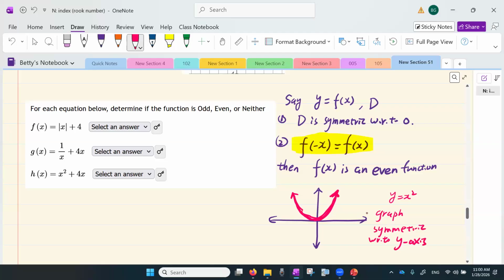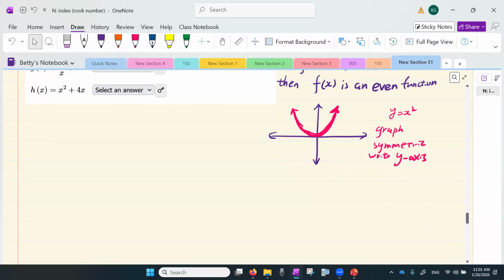Let me summarize. Even. For a function to be even, firstly, the domain has to be symmetric with respect to 0. On top of that, f of negative x has to be the same as f of x. Graphically, if a function is even, its graph is symmetric with respect to the y-axis. Okay, that's even. What about odd?